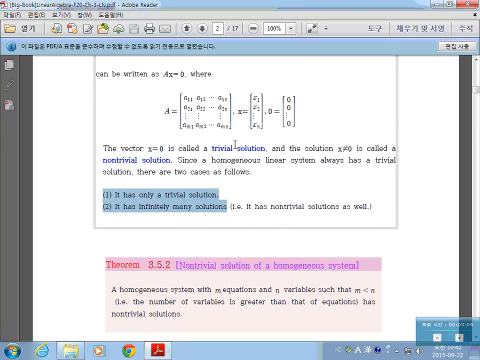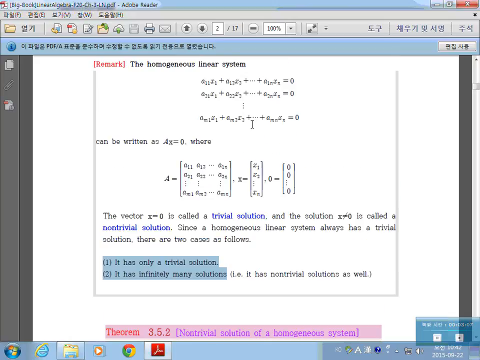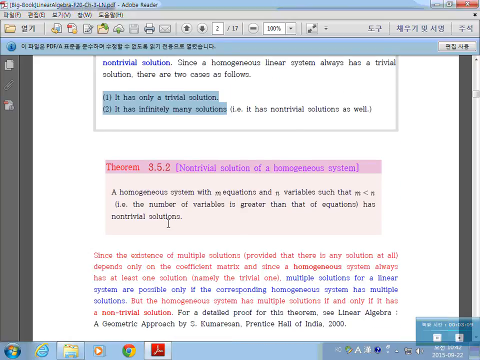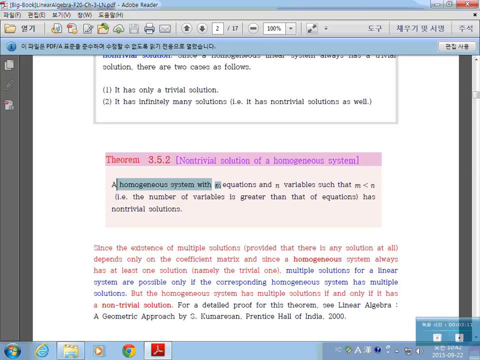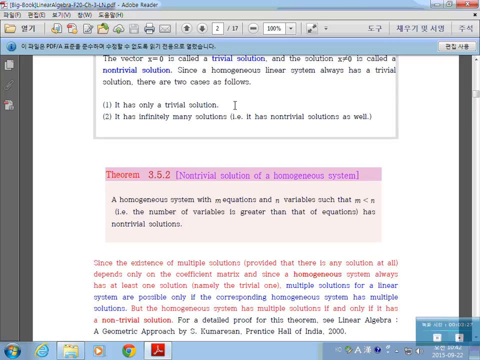For a homogeneous linear system of equations like this, consider a homogeneous system with m equations and n variables such that m is less than n. Then it has infinitely many non-trivial solutions. That's what this theorem says.